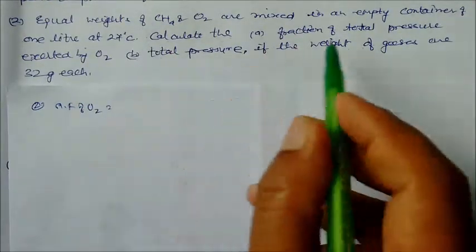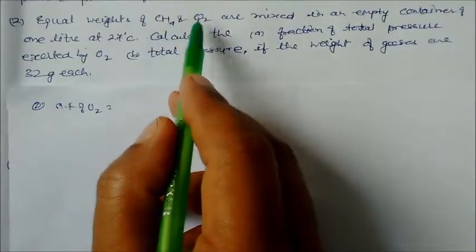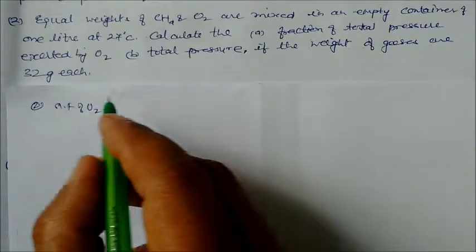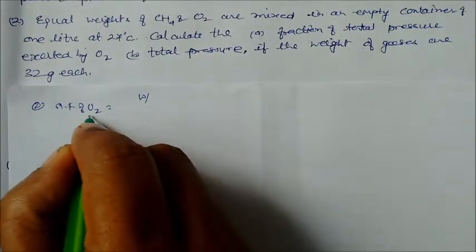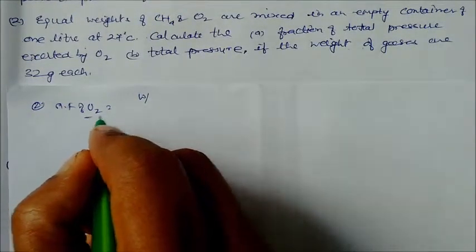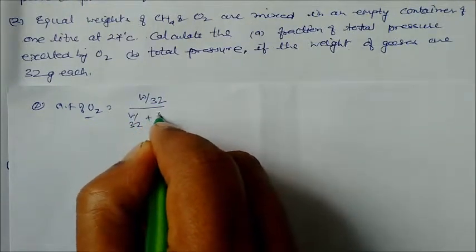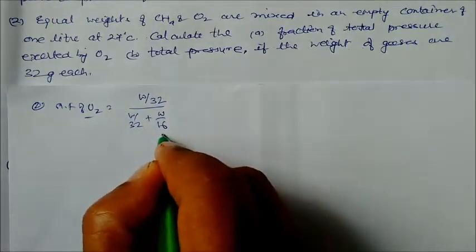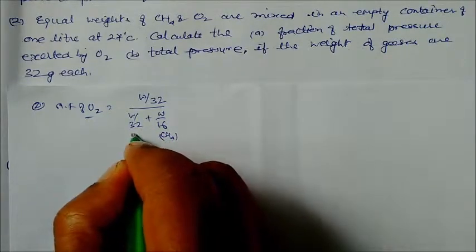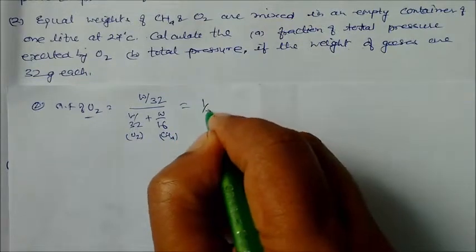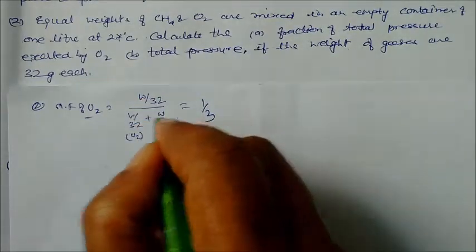We know there is equal weight of methane and equal weight of oxygen. So we will take the weight of methane and weight of oxygen. We have to find the weight of oxygen, so it is 32 divided by weight upon 32 plus weight upon 16. This is for oxygen, this is for methane. On solving we will get 1 upon 3. So this weight will be cancelled.